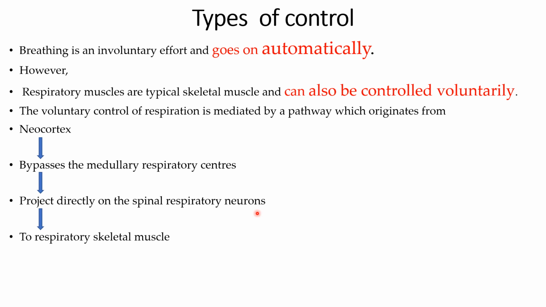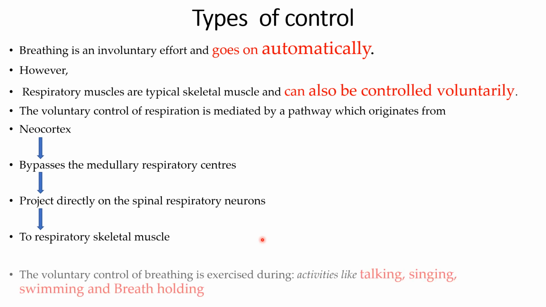That means the phrenic nerve is a motor neuron arising from the spinal cord at C3 to C5, and it supplies a skeletal muscle. So the phrenic nerve can control the respiration voluntarily also. Examples of voluntary control of breathing are talking, singing, swimming, or breath holding.